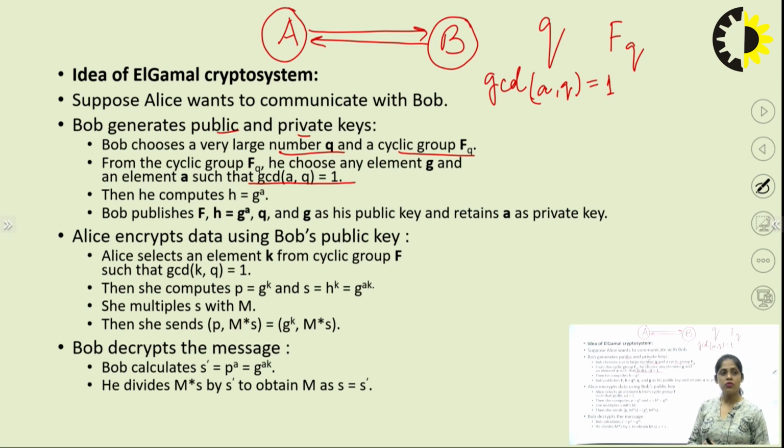Then he computes h equals g^a. It is going to use the hash for that. Bob publishes h such that h equals g^a, and q and g are there. All these things are going to be published as his public key, and he retains a as his private key.